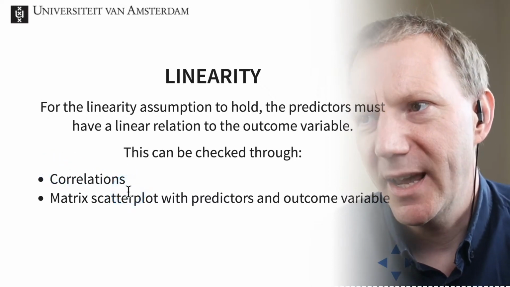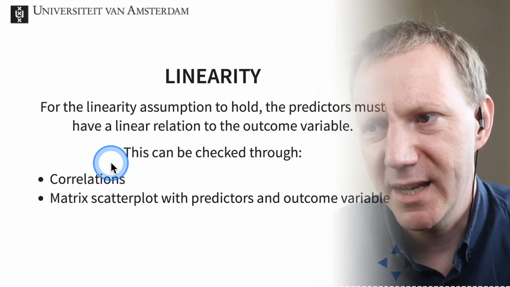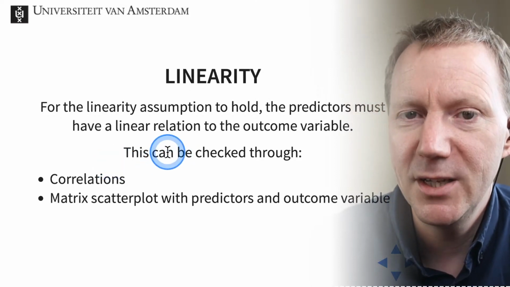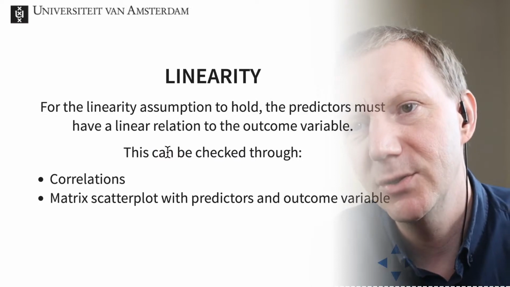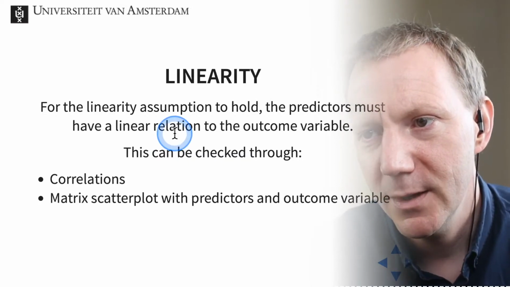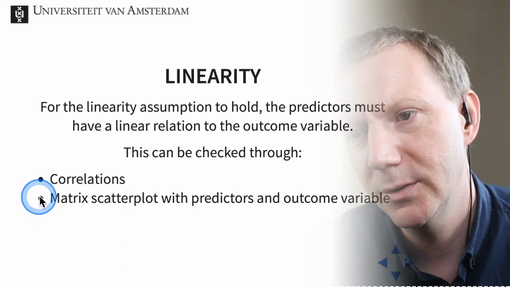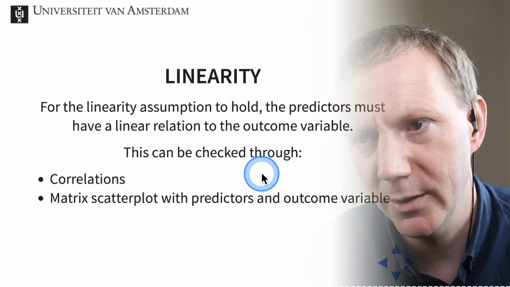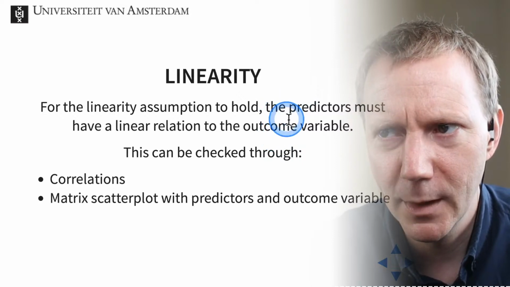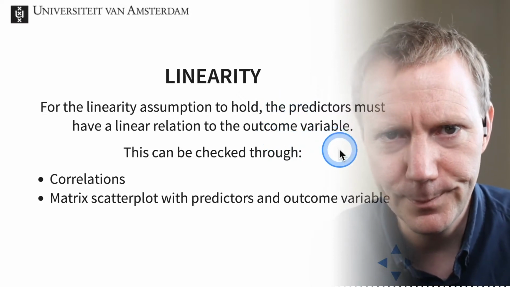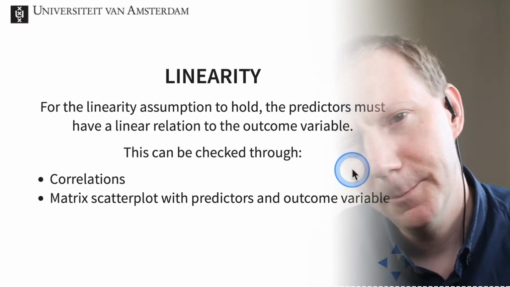So that means, again, that you have to look at each predictor variable and how it relates to the outcome variable. Here again, you could look at the correlations and you could look at the matrix scatter plot between those two. Is that clear?